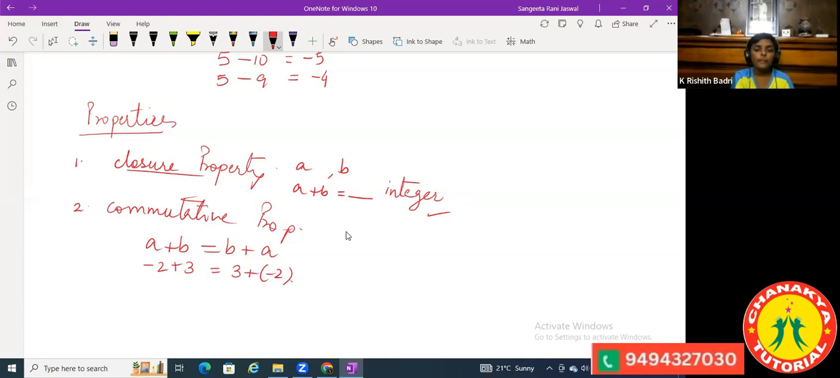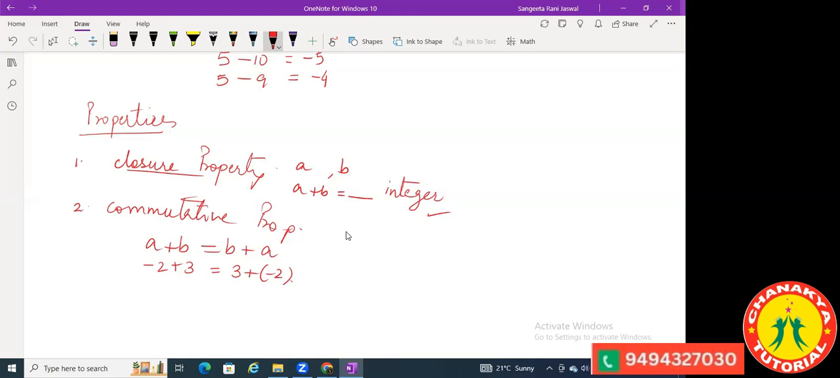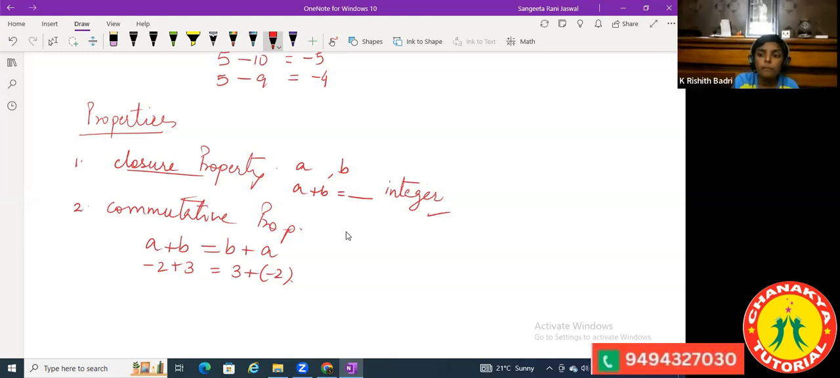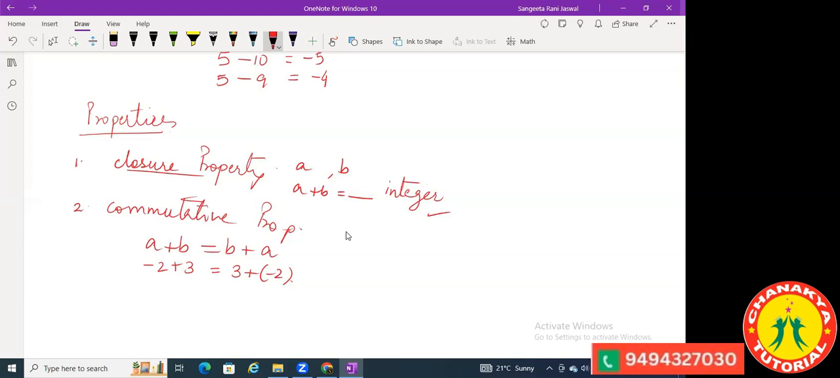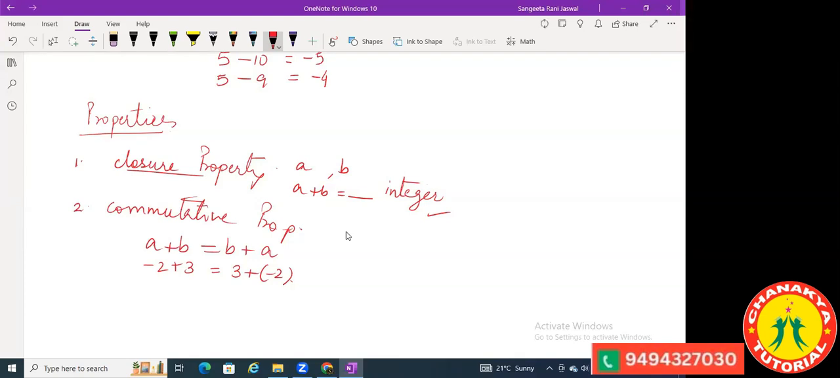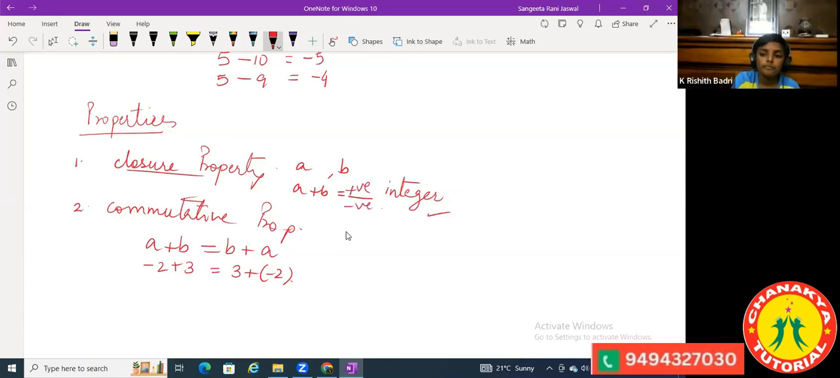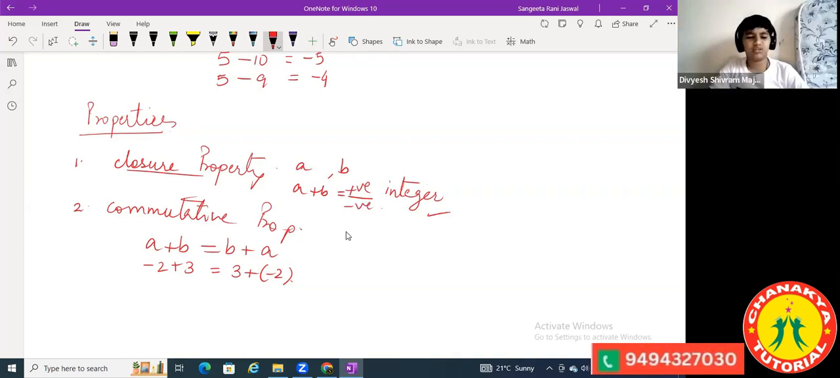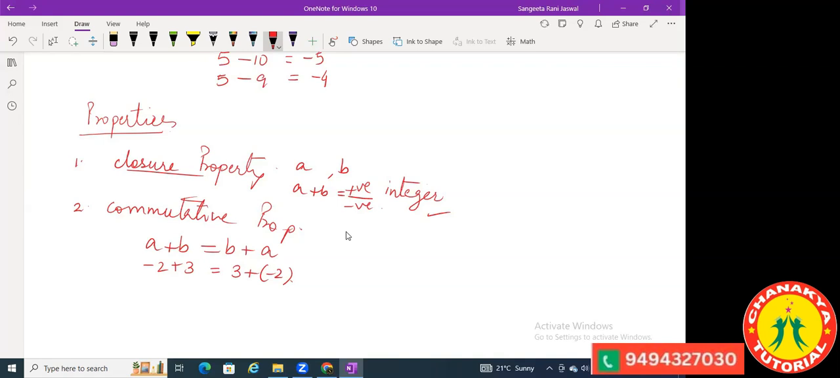I have a doubt in the closure property, ma'am. If I add -1 plus 2, I won't get the answer as a negative integer. So that is again an integer only, no? Yes, if you get a negative integer or a positive integer, both are integers only. Maybe we will get the same answer when we do 3 minus 2 also. Okay. Now the third property is the associative property.